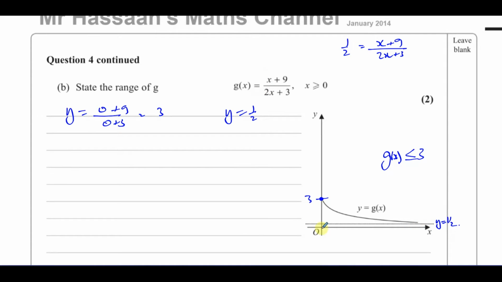So we know that the asymptote horizontally is y equals a half. So we know it goes between a half, not equal to a half, up to 3. So that is the range of the function, and that's the answer to the question, 2 marks.